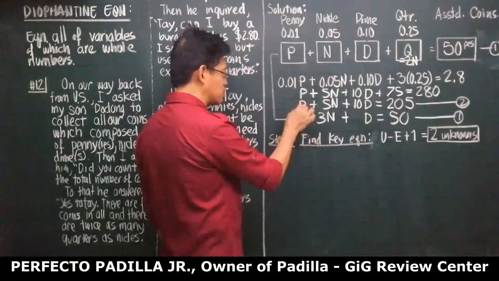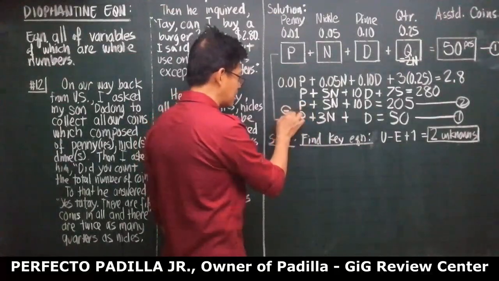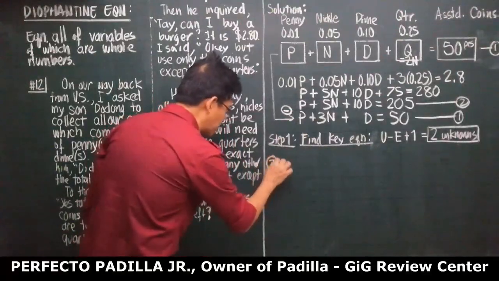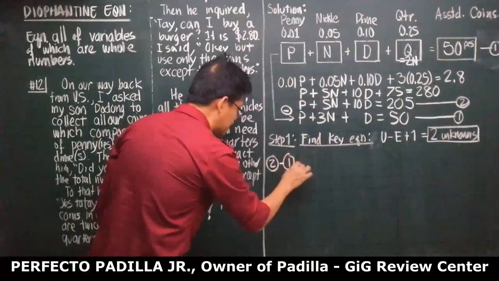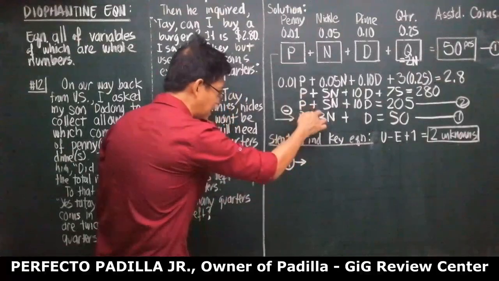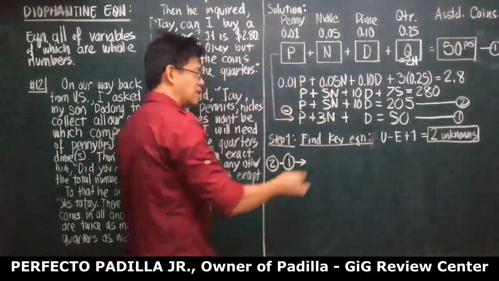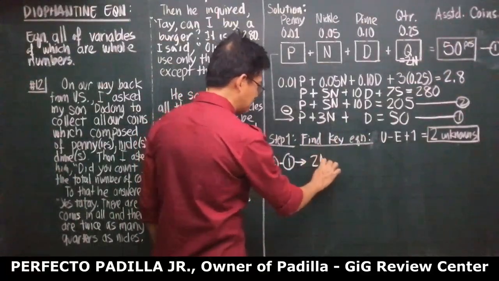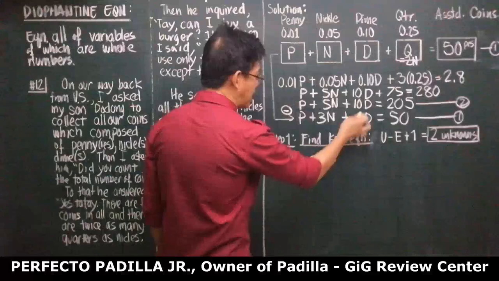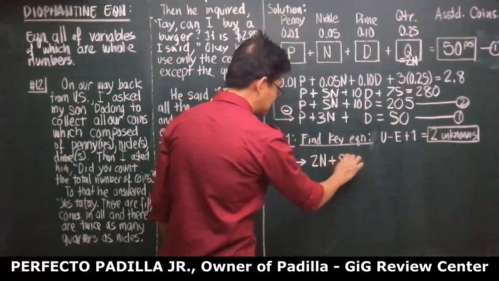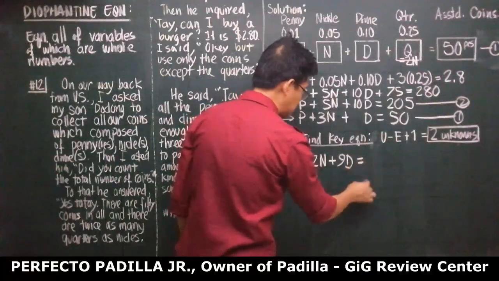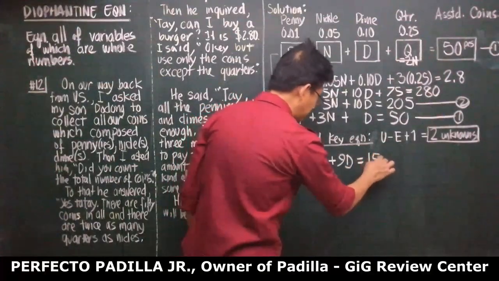Suppose I have equation 2, I subtract equation 1. So, equation 2 minus equation 1, this will be, eto will cancel. 5n minus 3n, this is 2n. 10d minus d, this is 9d. 205 minus 50, this is going to be 155.